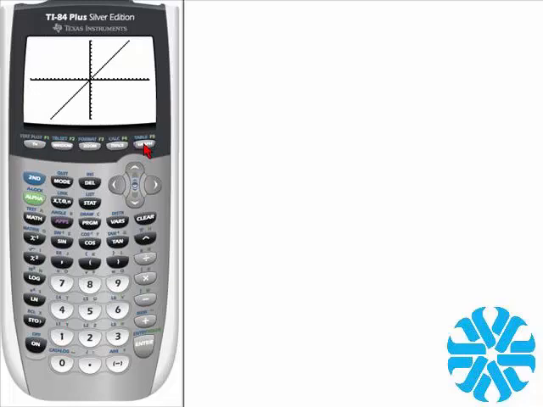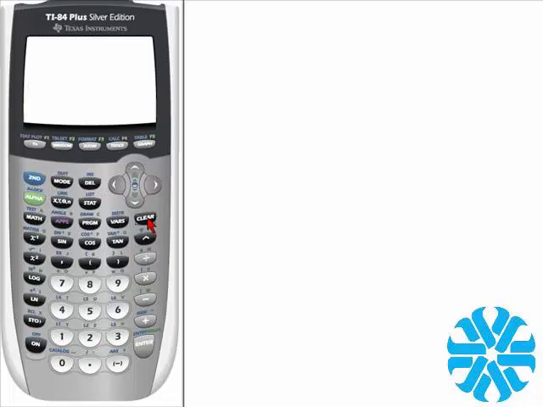So let's go ahead and move to example number 2. But first let me clear this out. So we hit y equal, and let's clear this. And let's get out of this, second function, quit. And we will hit clear to get rid of the circle there.